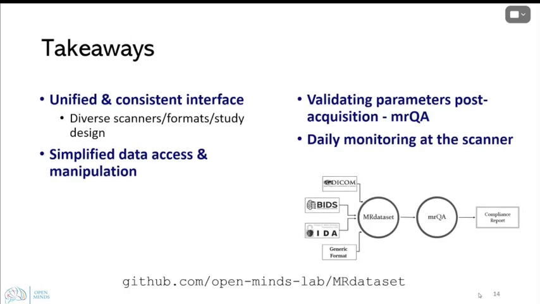So as I conclude the talk, I wanted to emphasize that MRdataset can promote productivity by streamlining data handling and analysis across diverse scanners and study designs. And MRdataset isn't just a theoretical concept, it is actively making a difference at our research center. MRdataset plays a pivotal role in ensuring protocol compliance through another package called MRQA. This deployment enables us for daily monitoring, ensuring that diverse neuroimaging studies adhere to their respective protocols and yield high quality data.